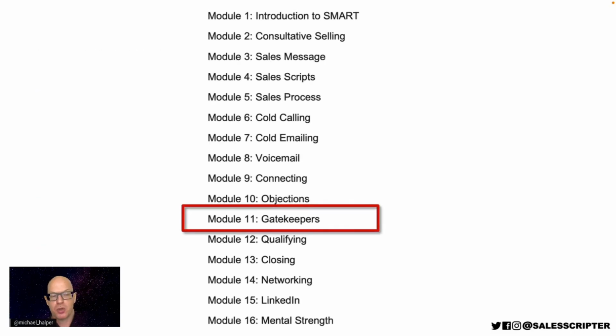The next training module, what we're going to do is we're going to talk about gatekeepers. And gatekeepers is kind of related to objections because a lot of what you're going to face when you're dealing with gatekeepers is gatekeepers trying to get rid of you, blocking you out, giving you objections. And we'll talk about how to deal with all of that in the next training module. And we look forward to seeing you there.